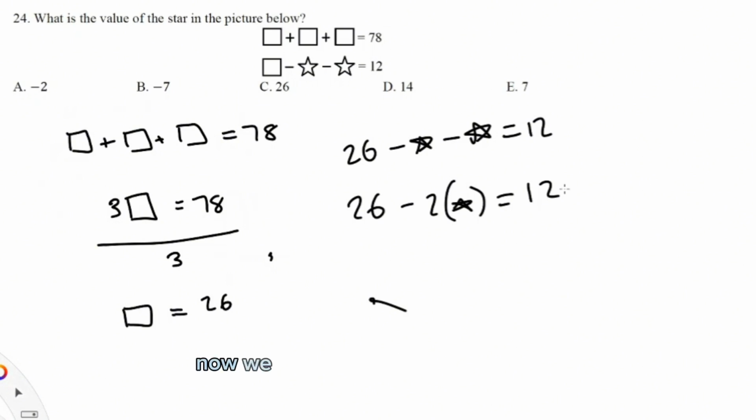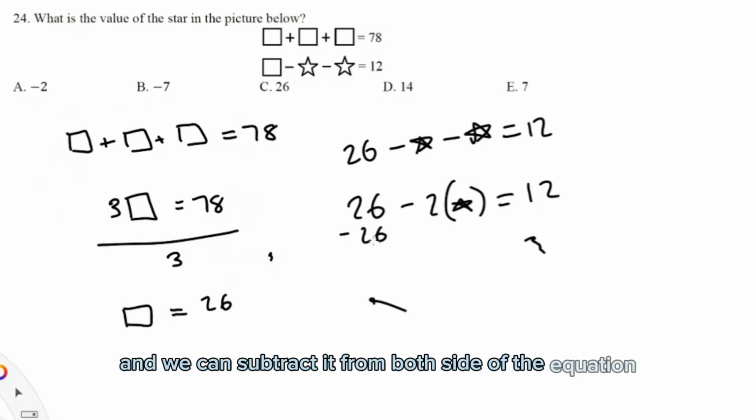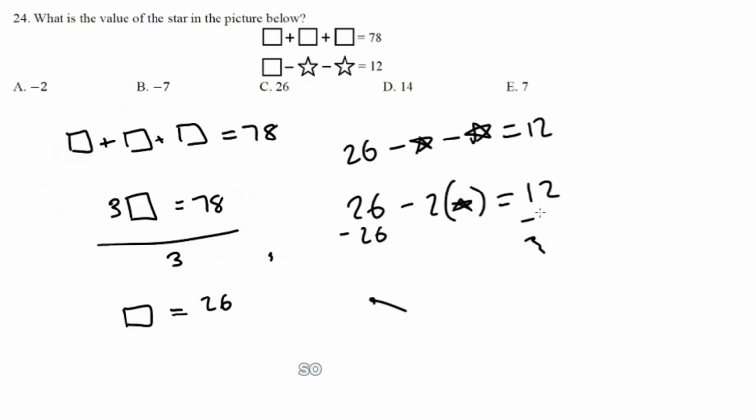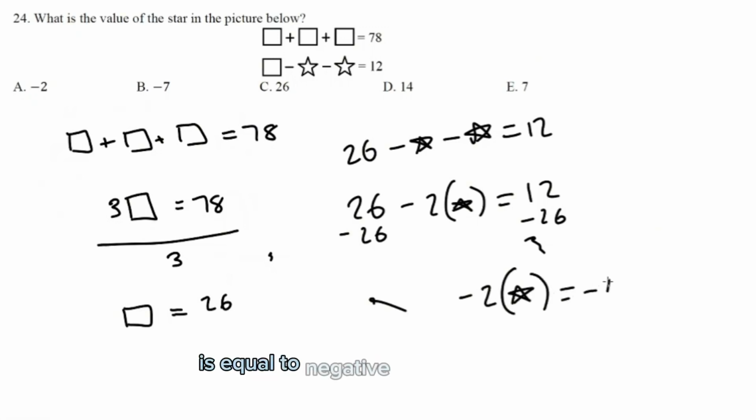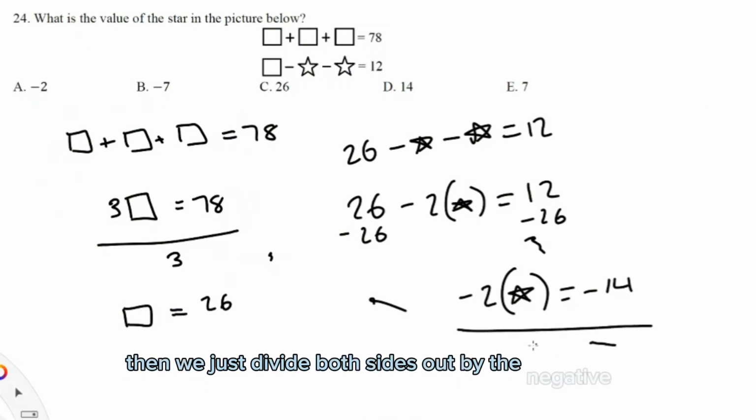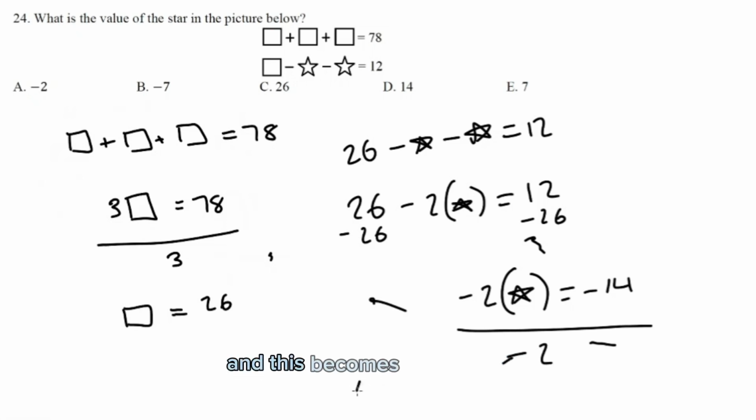Alright. Now what we can do is take this 26 and subtract it from both sides of the equation to get the star by itself. So this becomes -2 of star is equal to -14. Alright. Then we just divide both sides by the -2, and this becomes star equals 7, and that's your answer.